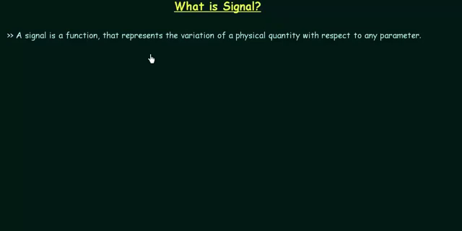A signal is a function that represents the variation of a physical quantity with respect to any parameter. This parameter is the independent quantity, and it is generally time or distance. So the function is definitely dependent upon this independent quantity, and I hope you already know about the function from your mathematics course, but we will also see one example that will make this clearer.